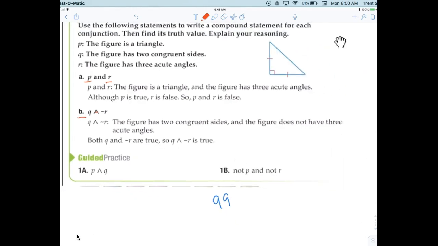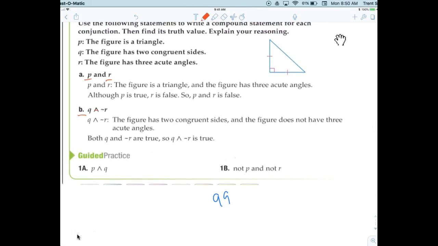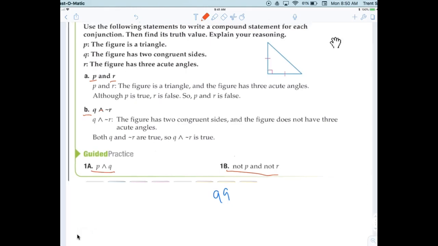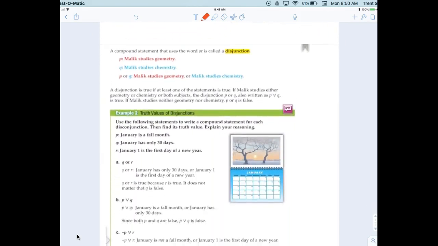All right. Now let's look at 1A. P and Q. Is that true? Yes. Not P and not R? False. Definitely false. So I think you got it. It's very easy, like I said. All right, let's go to the next page.